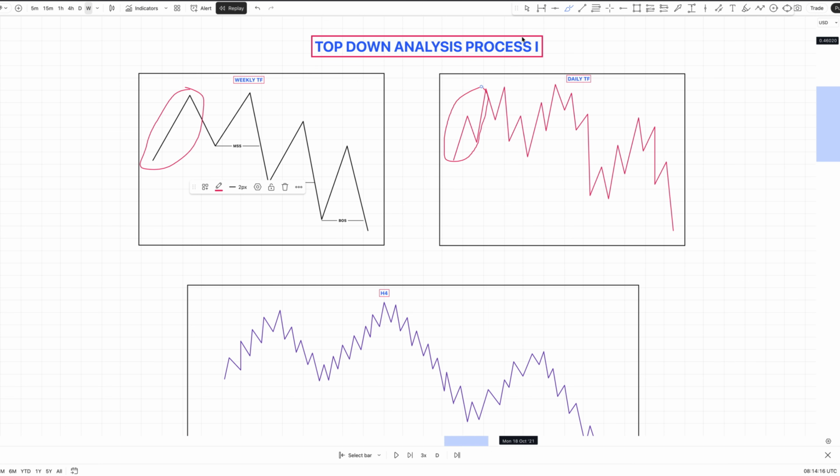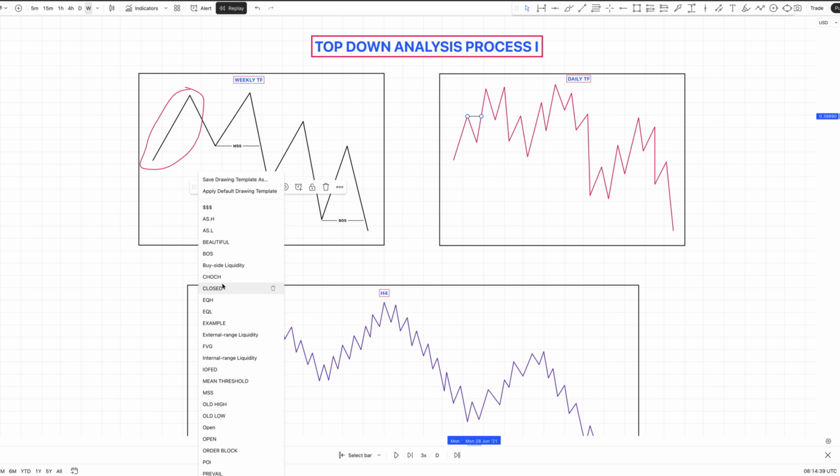So if you are doing your market structure, because of this kind of thing, you're definitely going to have confusion if you don't know what I'm about to tell you in this particular video. Now take a look at this. If you are marking this place as a break of structure on the daily time frame, and here on the weekly there is no break of structure, that means you're going to get confused. So this is what you should do.